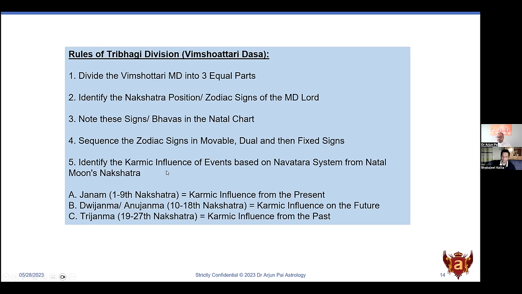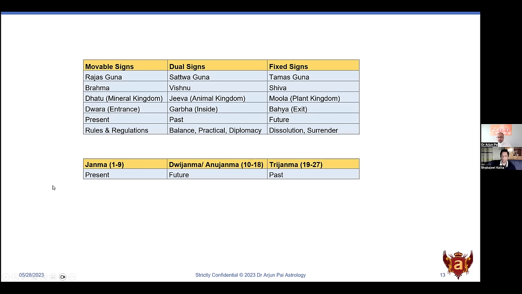Then the fifth step is to identify the karmic influence of events based on the Navatara system from the natal Moon's nakshatra. The first set of 9 nakshatras from Janma nakshatra is called Janma. It has an influence on the present, which means from your natal Moon, count the natal Moon and 8 nakshatras ahead of it, 1 to 9, including one. Add 8, so totally 9. Then from the 10th nakshatra from your natal Moon to the 18th is called Dvi Janma or Anujanma. This classification has a future influence on events. And the last set of 9, from 19 to 27, is Tri Janma, which is the past.